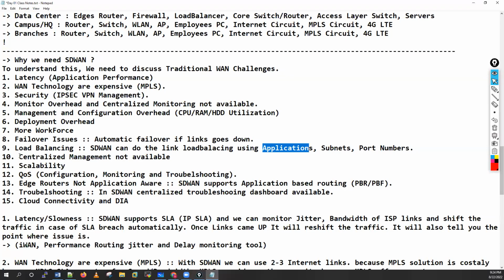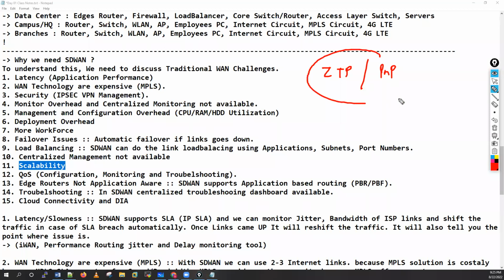And after that, centralized management is not available in traditional WAN, but SD-WAN provides us centralized management capabilities, guys. Scalability: it was very, very difficult to scale your network, but this scalability issue is also solved by SD-WAN. Now we can use ZTP and plug and play. These two things we can use.